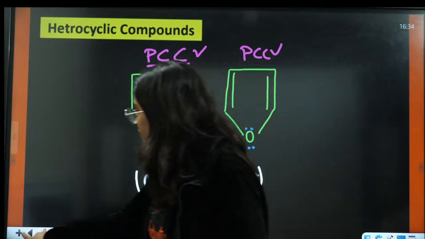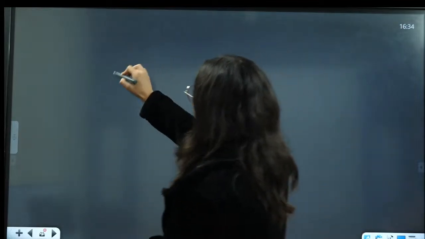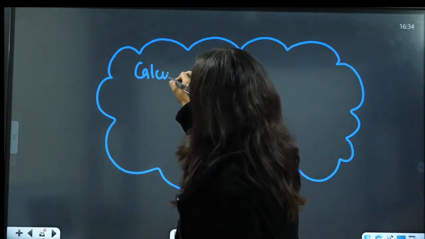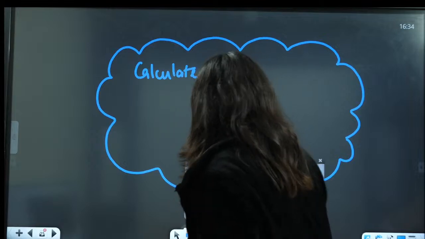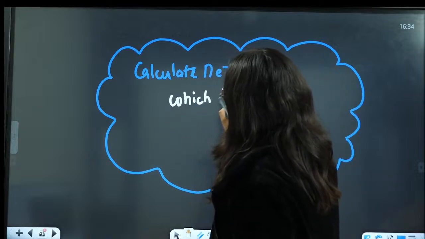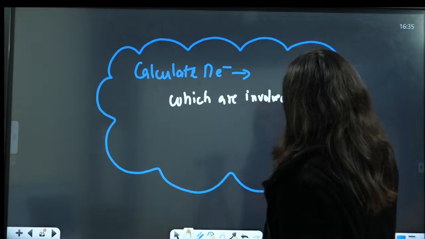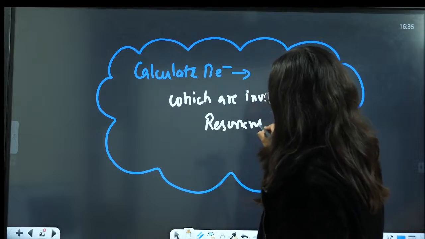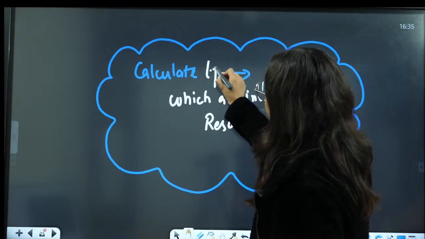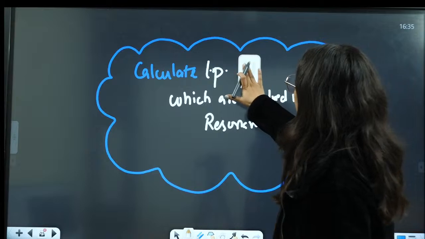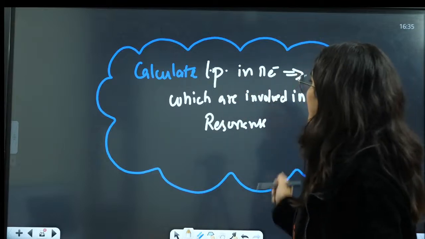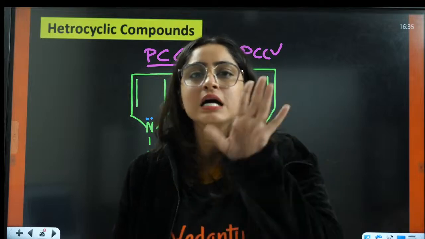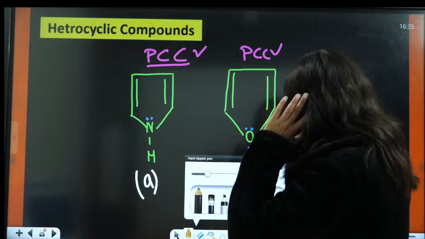Only calculate. Now, put an important point here. Only calculate pi electrons which are involved in the resonance. And I would say calculate lone pair electrons in pi electrons which are involved in the resonance. Okay, so you have to calculate only those lone pairs which are involved in the resonance. Okay, not other bond you have to calculate. No other bond you need to calculate.